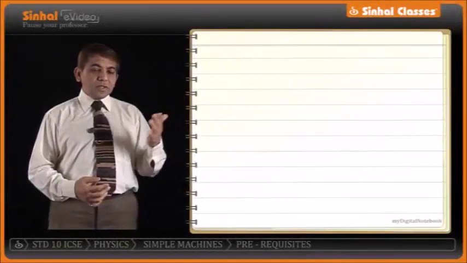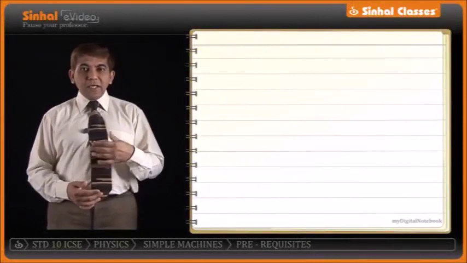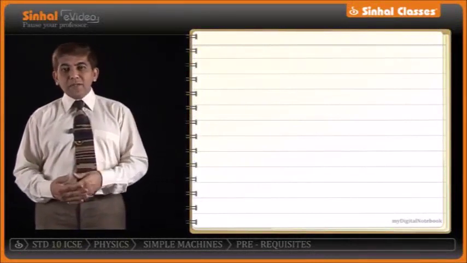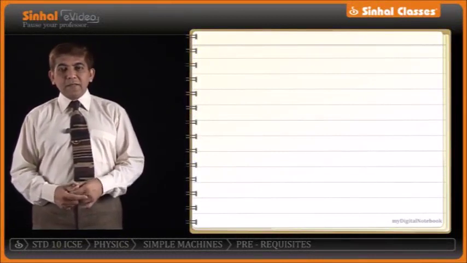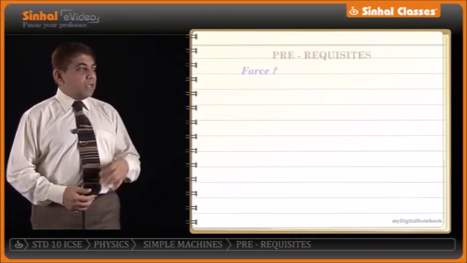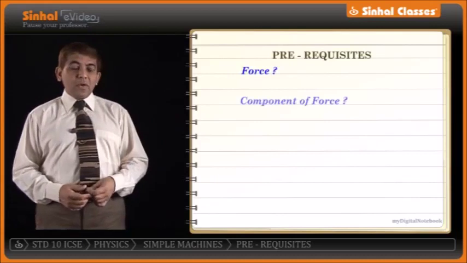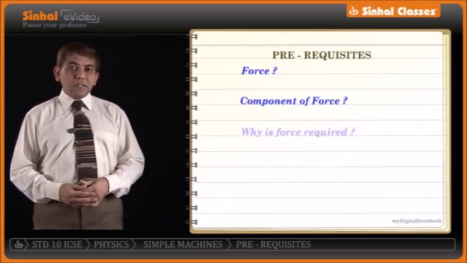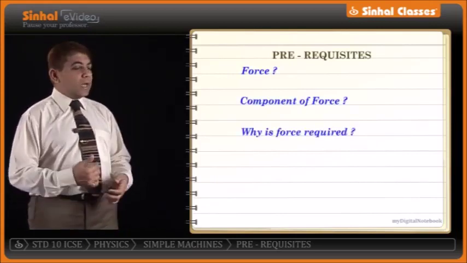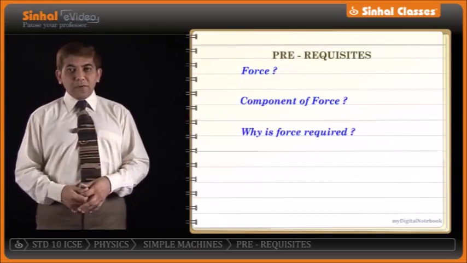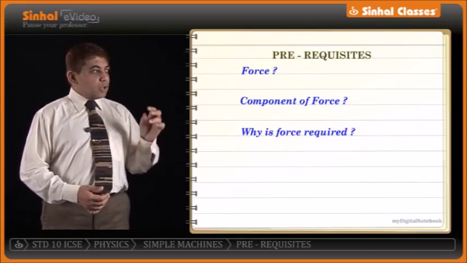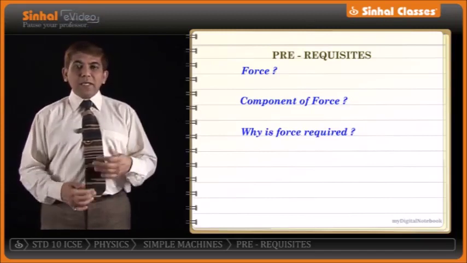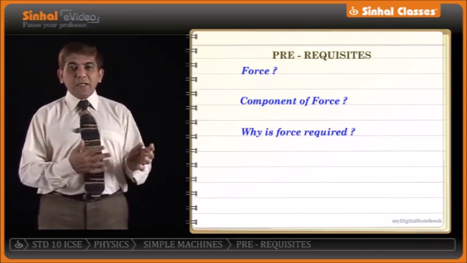So when we talk about simple machines, we definitely have to go with certain prerequisites to be known as far as this part is concerned. In prerequisites, we have what is force, what is the component of force, and why is it that force is required to be applied on a particular object so as to displace it. So these particular prerequisites will enable us to find this particular chapter simpler.